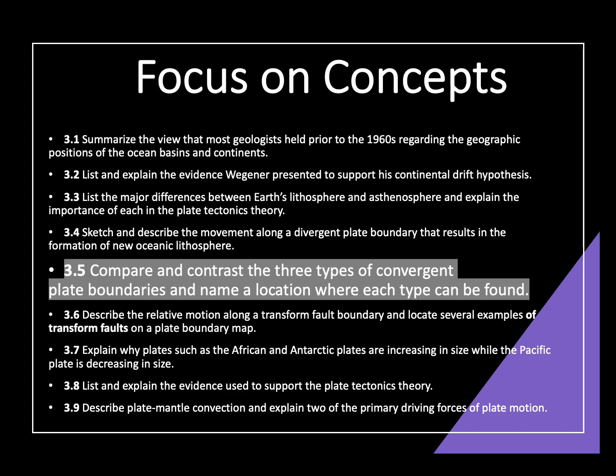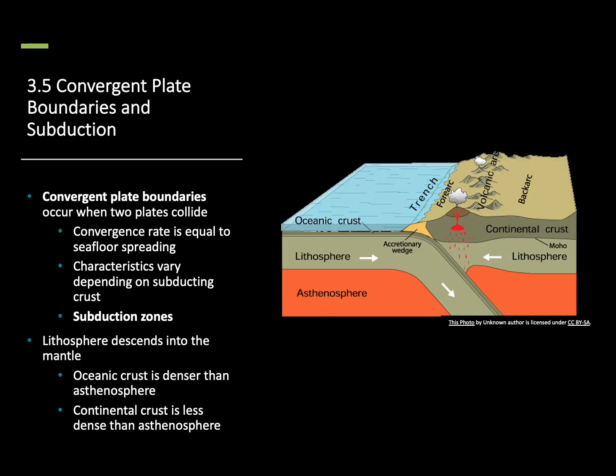This video is going to look at convergent plate boundaries and the three different types that we find, and where we can find each type around the world. Convergent plate boundaries happen when we have two plates that are colliding together. And just like we saw that divergent boundaries separate at about 5 centimeters per year, this is the same rate for convergent boundaries. Again, about the same rate that your fingernails grow.